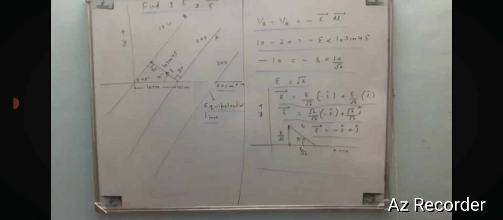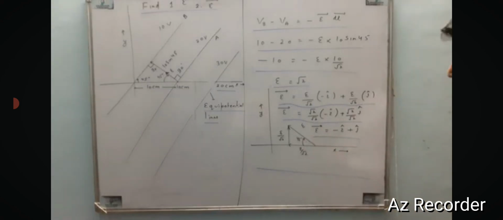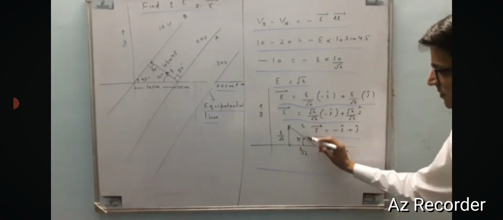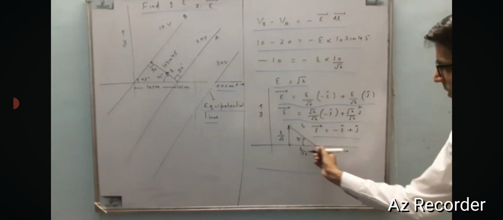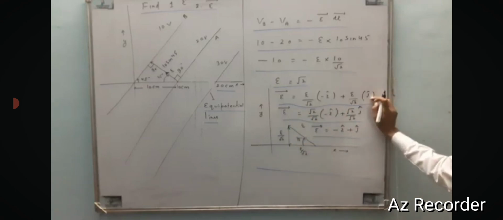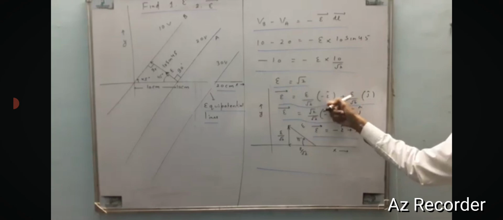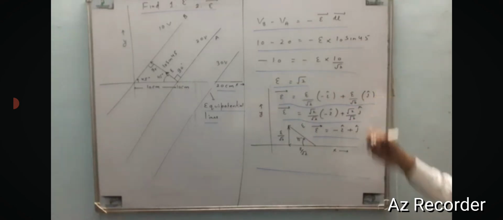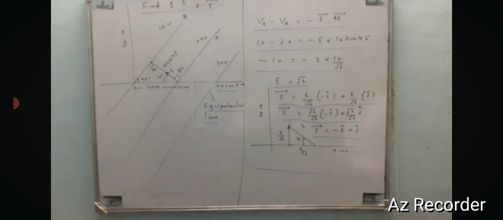So that means the electric field makes an angle of 45 degrees with the x-axis. We can take the components, and this can be written as E by root 2 and E by root 2. The unit vector along minus x-axis is minus i cap and along plus y-axis is j cap. So we can write vector E as E by root 2 into minus i cap plus E by root 2 into j cap. Substituting E is equal to root 2, we have vector E is minus i cap plus j cap.